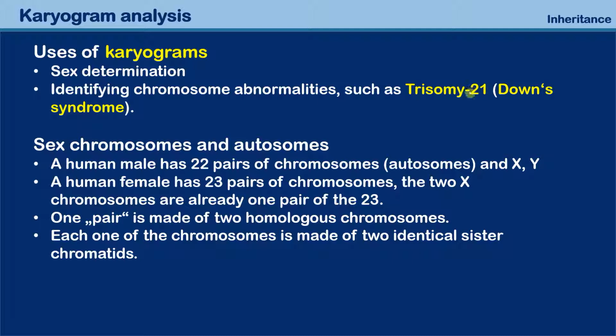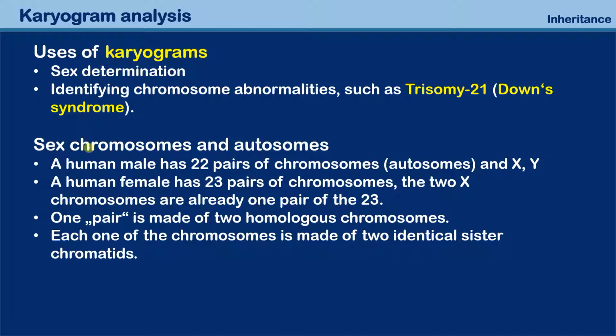It's important to understand that albinism and Huntington's disorder are mutations of individual genes and are not due to a change in the number of chromosomes. So you cannot use karyograms to identify, let's say, albinism. This does not work.